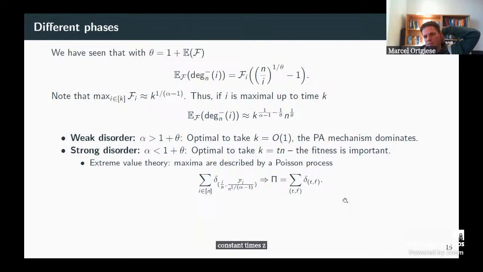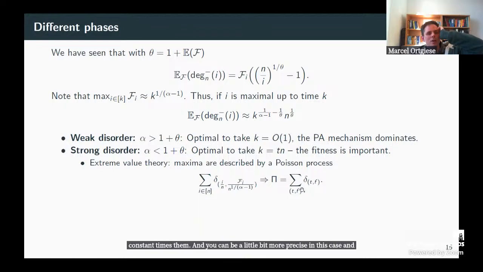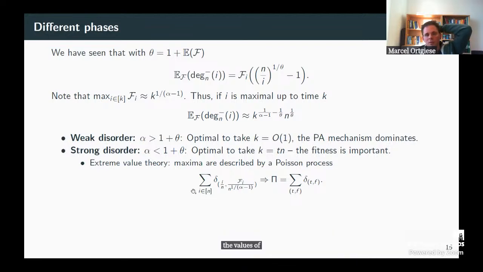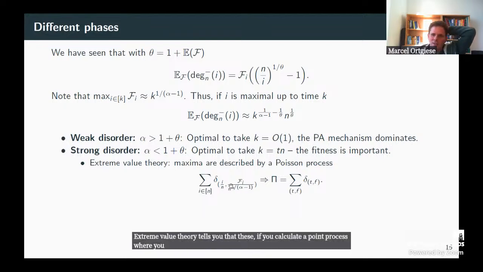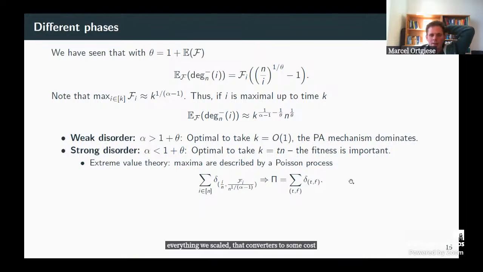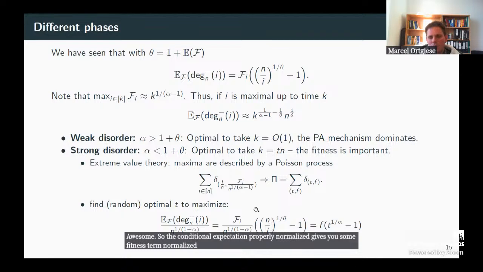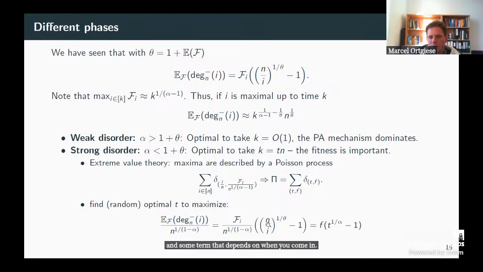You can be a little bit more precise in this case and get the scaling limit as well. If you look at the maxima of your fitness up to time n, extreme value theory tells you that if you calculate a point process where you record when this fitness occurs and what the value is, everything rescaled, that converges to some Poisson point process. So you can write this conditional expectation in terms of this Poisson point process. The conditional expectation, properly normalized, gives you some normalized fitness term and some term that depends on when you come in, by this n over i term.